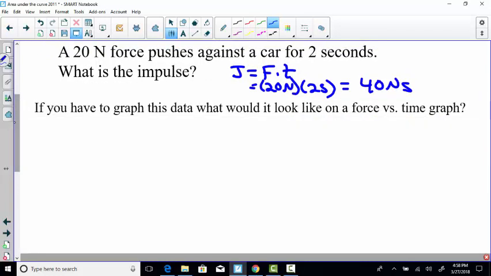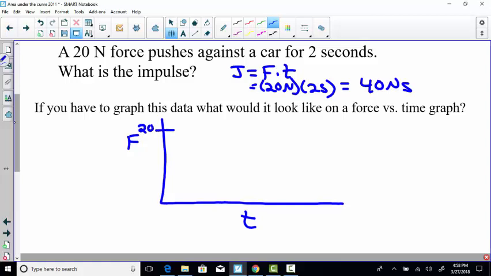What if you were to graph this data on a force versus time graph? What would that actually look like? Here's my graph. I have force and I have time. What would a constant force of 20 newtons look like? Well, that constant force of 20 newtons would look like a straight line, and that would happen for a time period of 2 seconds.